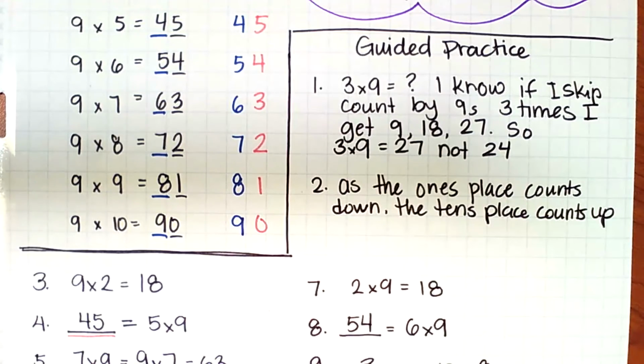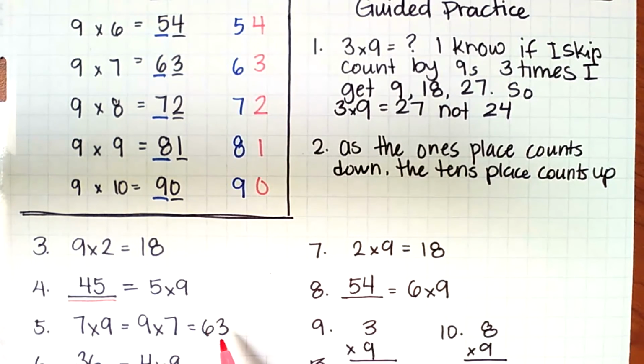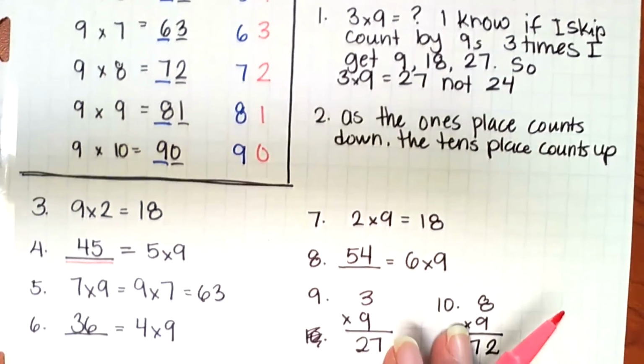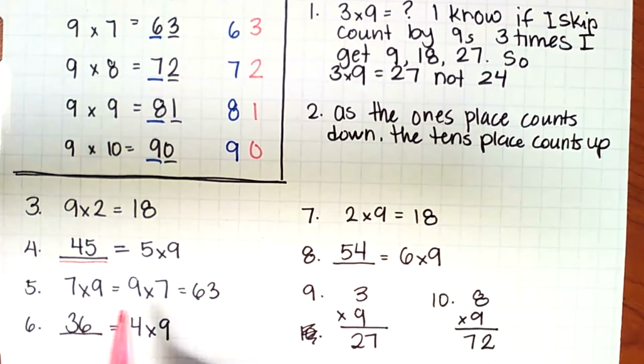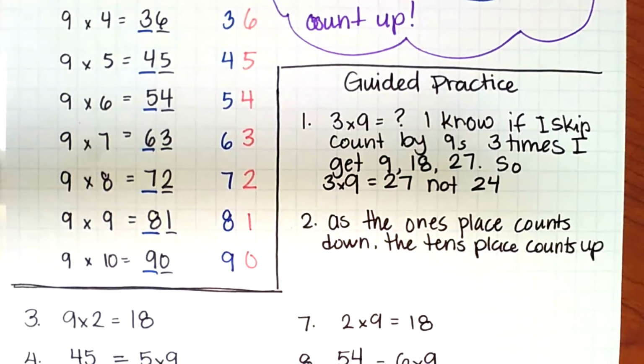7 times 9. Now we know that that's the same thing as saying 9 times 7. And we know that's going to equal 63. Oh, sorry, that's number 5. For number 6, we're going to be working on something is equal to 4 times 9. Now we know from our table over here, 4 times 9 is 36.